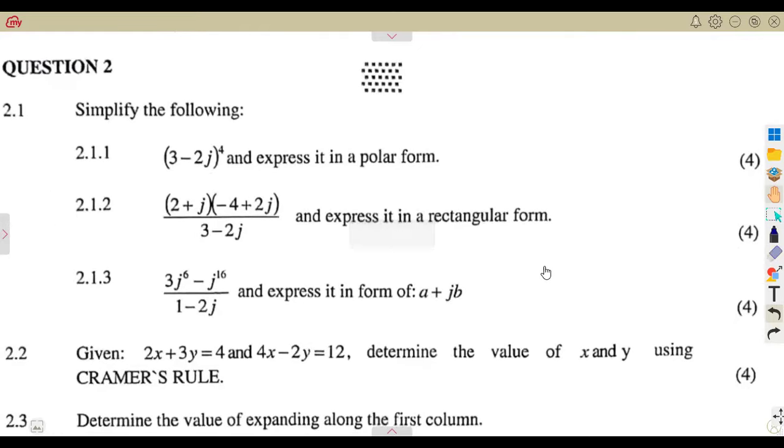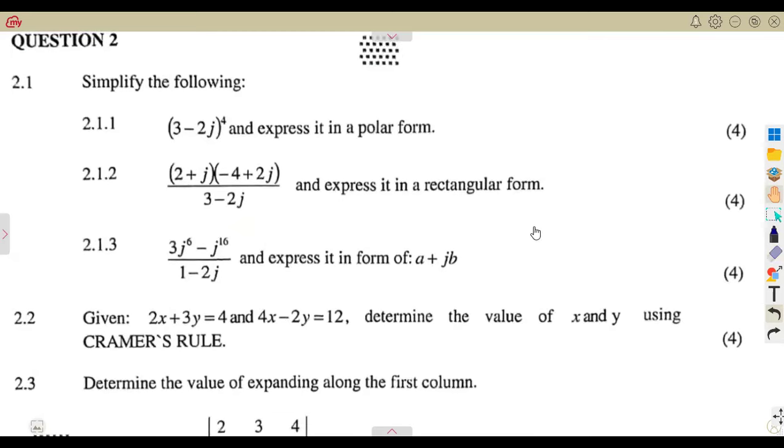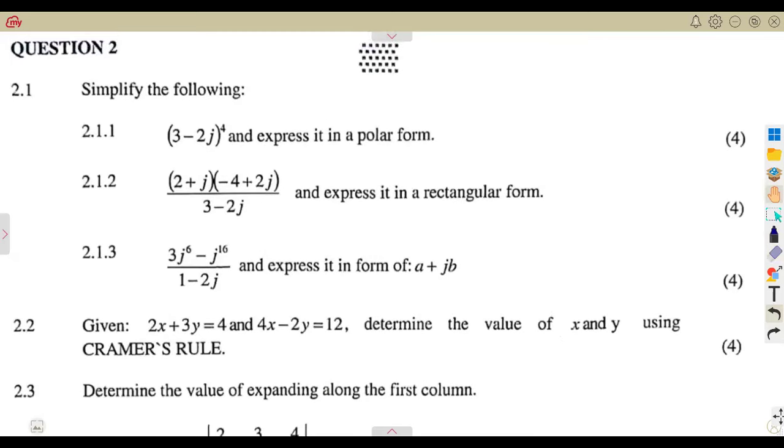So question number 2, you're given to simplify the following. All right, so let's see what we are given there. 2.1. Simplify the following. 2.1.1, we're given (3 minus 2j) to the exponent of 4 and express it in polar form. Okay, so whatever you're given is supposed to be given in polar form. Remember your polar form, r angle of theta, like that.